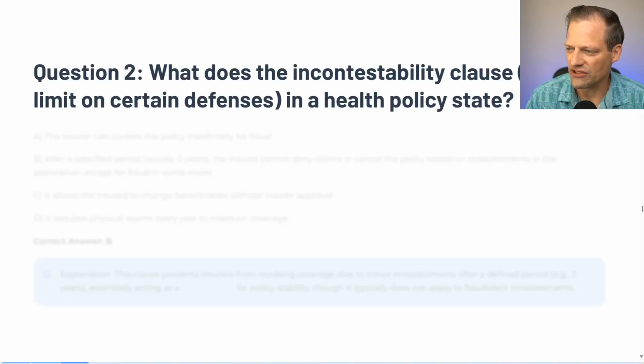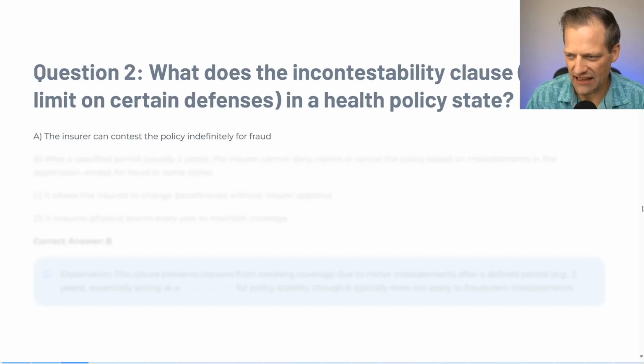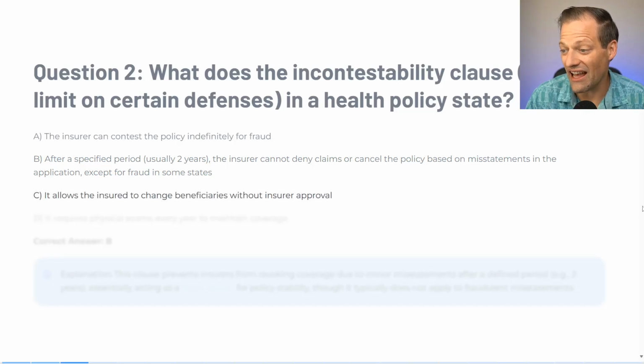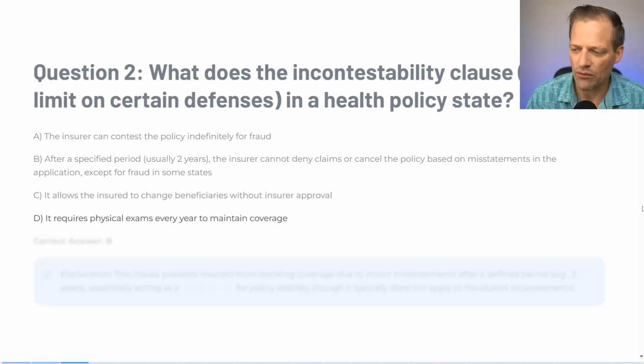Okay. Question two, what does the incontestability clause, time limit on certain defenses, in a health policy state? A, the insurer can contest a policy indefinitely for fraud. B, after a specified period, usually 2 years, the insurer cannot deny claims or cancel the policy based on misstatements in the application, except for fraud in some states. C, it allows the insurer to change beneficiaries without insurer approval. Or D, it requires physical exams every year to maintain coverage.